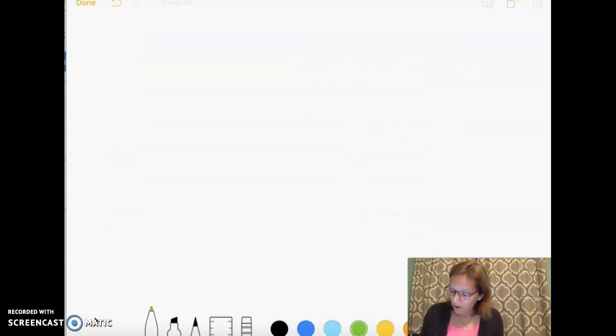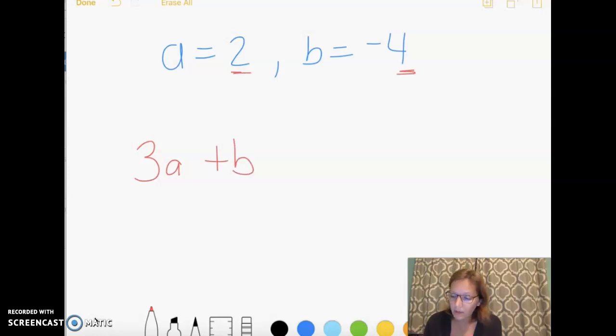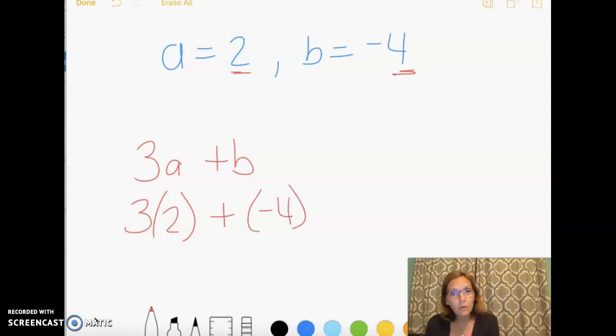Another section you'll have is where they give you some values, and you have to plug those values in to an expression and solve it. So they might say, solve 3a plus b. So you're just going to plug in these numbers for a and b and solve. So I got 3 times 2 plus -4. And now I'm going to follow order of operations again. Multiplication first. So 3 times 2 is 6.